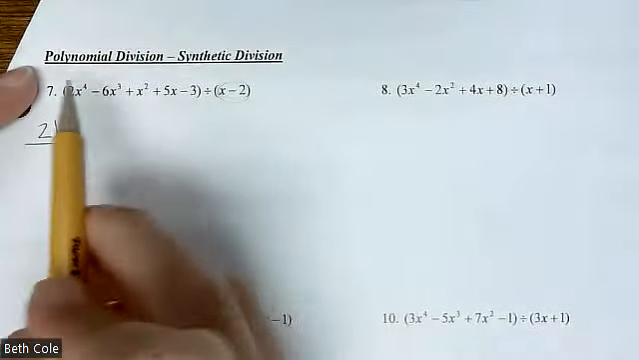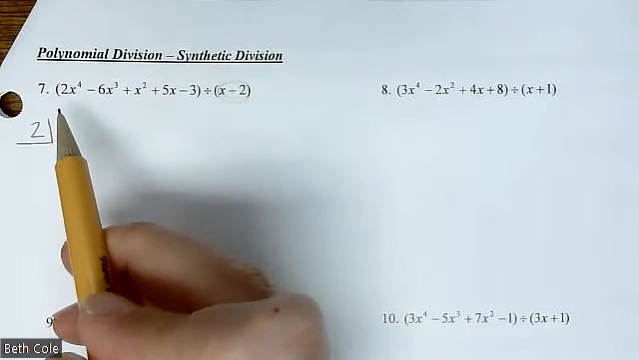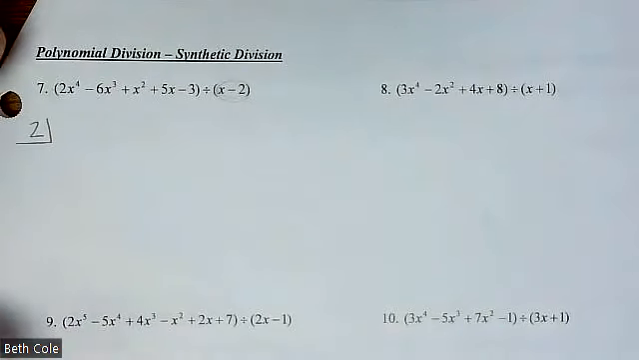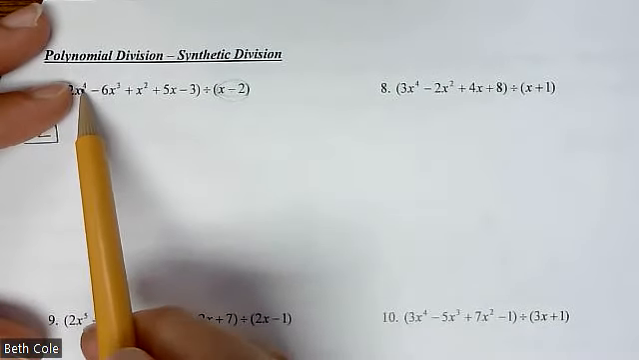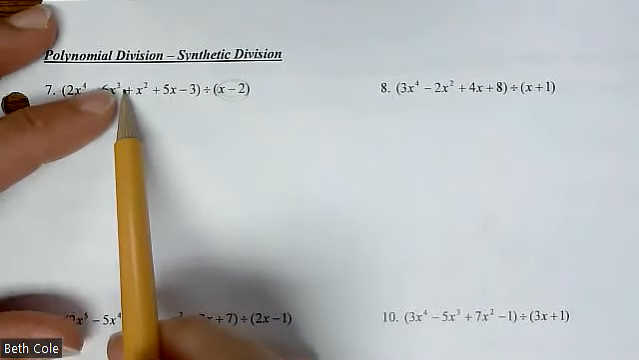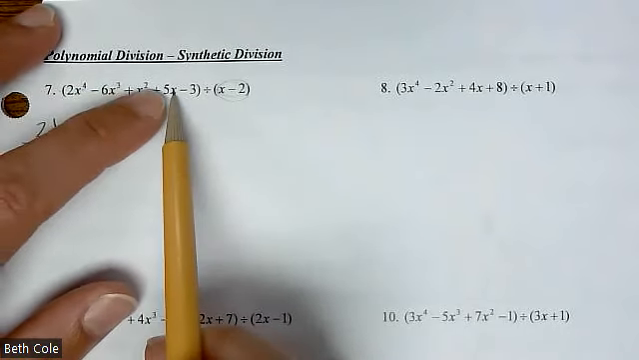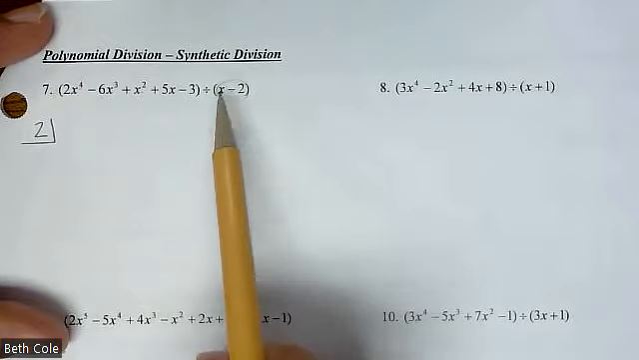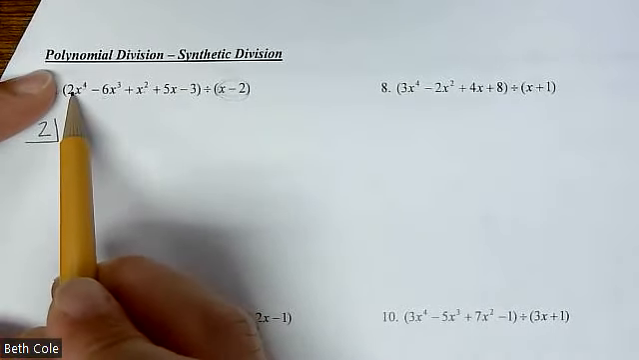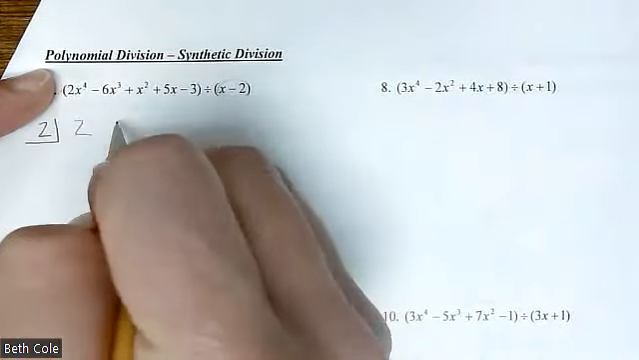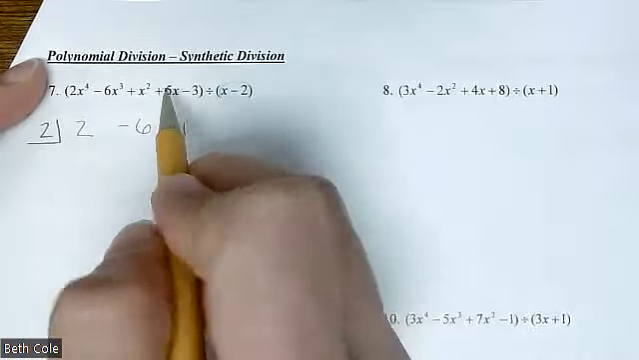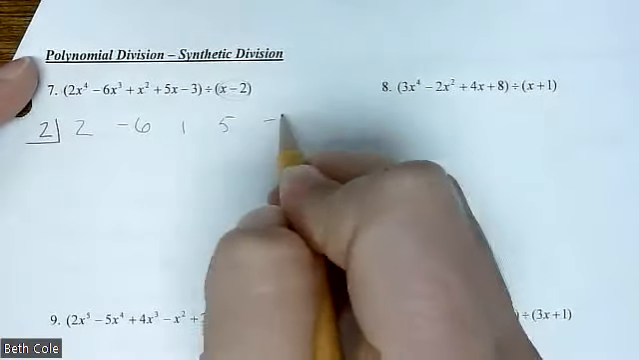Okay. Then basically you're just going to steal all of the coefficients from the problem. But here's the thing. They have to go in order. So do you see how this is x to the 4th, x to the 3rd, x to the 2nd, x to the 1st, and then that's x to the nothing? Do you see how it's all in order? Okay, I'm just going to steal all the coefficients. So do you see how it's 2, negative 6, what's this one? 1, good, 5, negative 3.